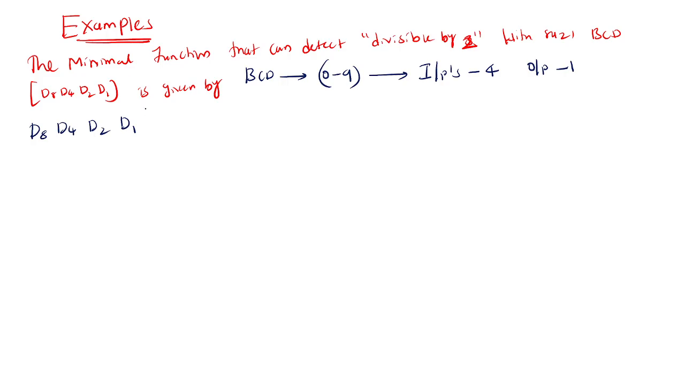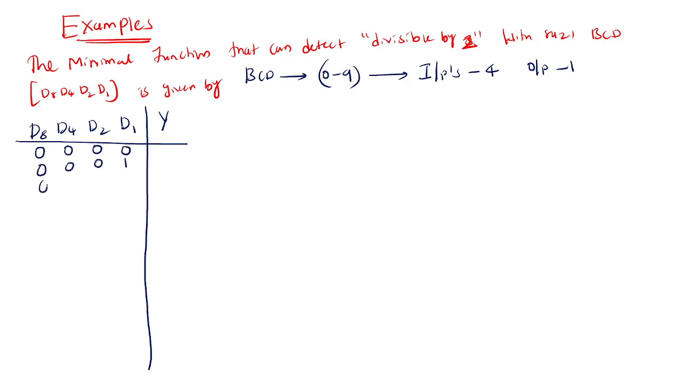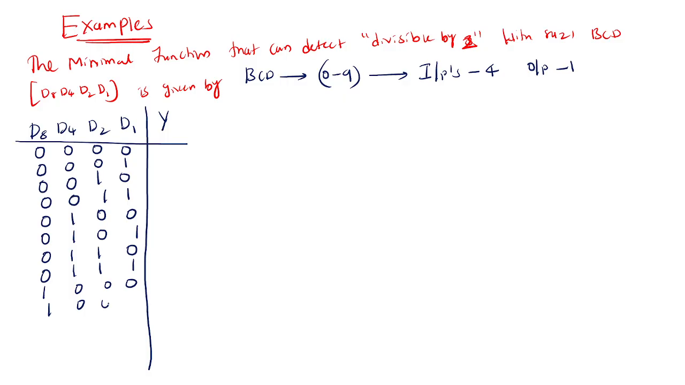So let us take the first one. After identifying, you need to draw the truth table. 0000, 0001, 0010, 0011, 0100, 0101, 0110, 0111, 1000, 1001.